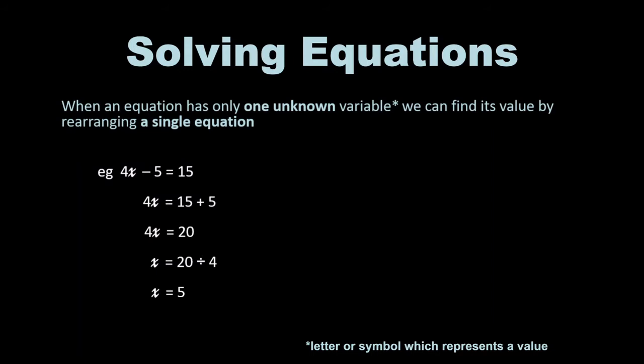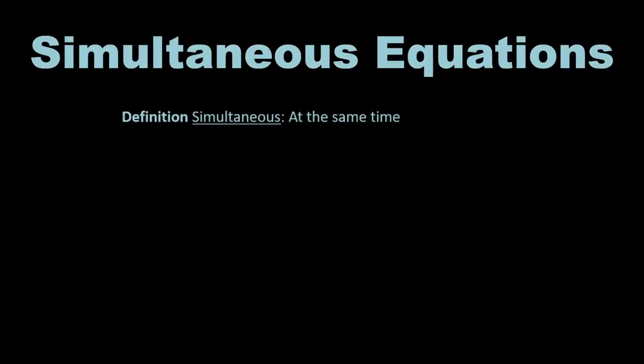We can always check our answers by substituting them back into the original equation. 4 times 5 is 20 minus 5, that is 15. So we know we have the correct value for x. Now moving forward, I'm going to assume that you understood how we just solved that single variable equation. If not, check out the description box below for our previous lessons. But let's move on to simultaneous equations.